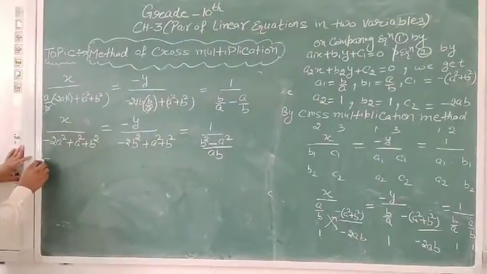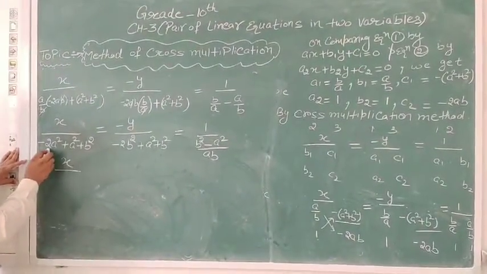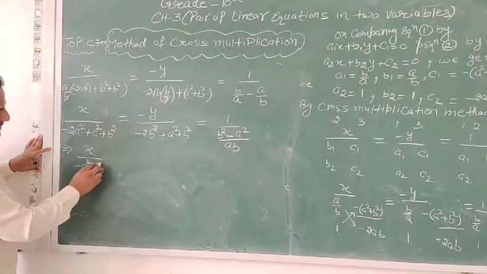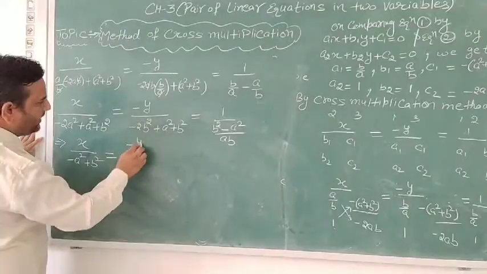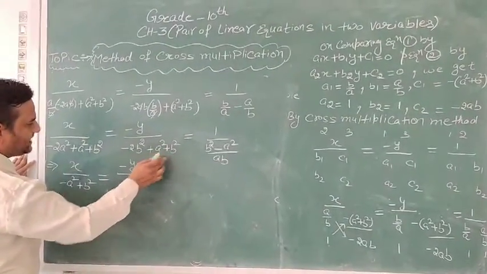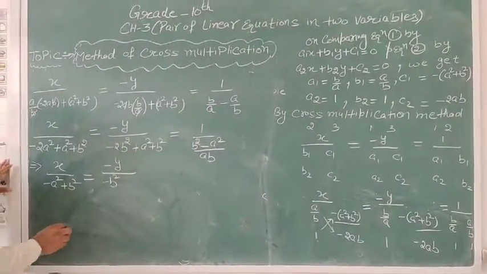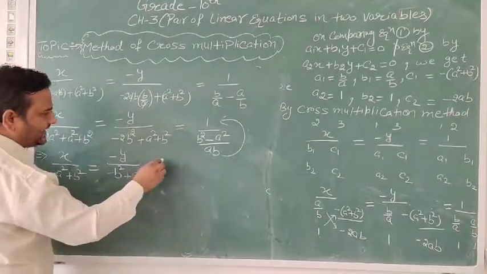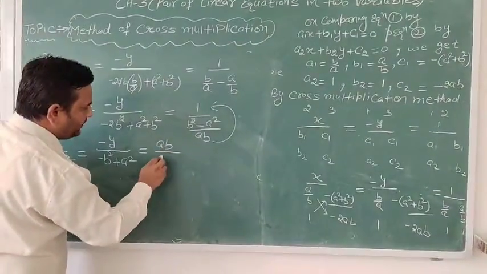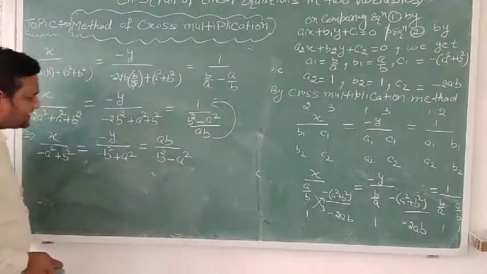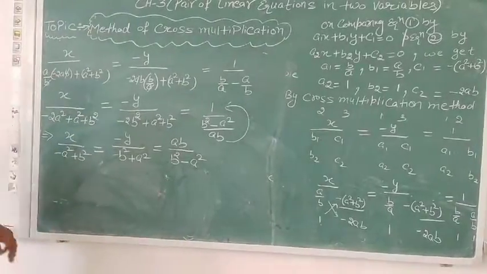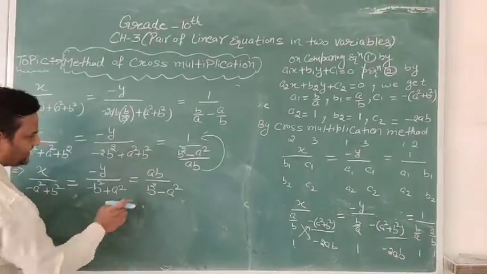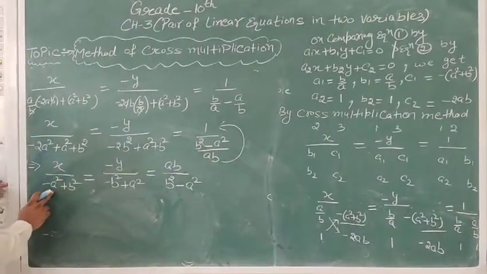So further implies that x upon, see, this minus 2a square plus a square, we are left with minus a square plus b square, equals minus y upon minus 2b square plus b square, we are left with minus b square plus a square, equals, it goes upside, that is what, ab upon b square minus a square. Now somehow we are very near to our result. You can see guys, here the denominator is b square minus a square. Here is also b square minus a square.